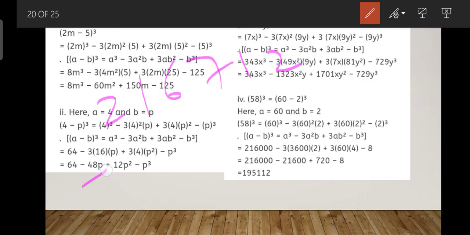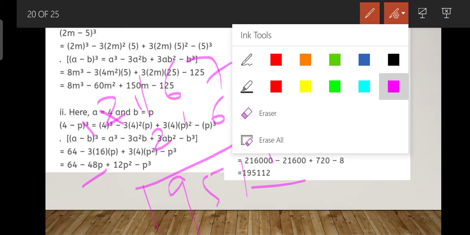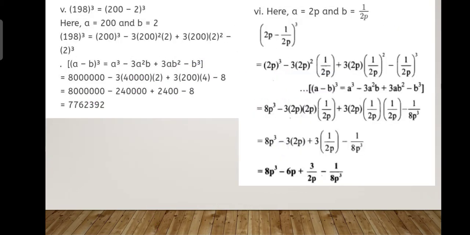216712. Then we are going to subtract 21600. So 7 minus 6 is 1, 2 minus 1 is 1, here 11 minus 2 is 9 and here 1. So we have 195112. Okay, understood, got it? So now fifth question, 198 cube. So how can we write 198?